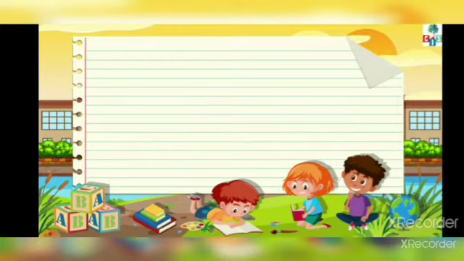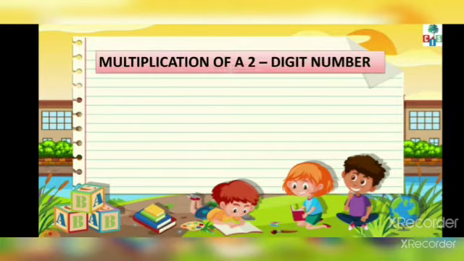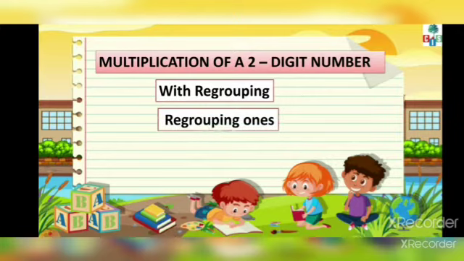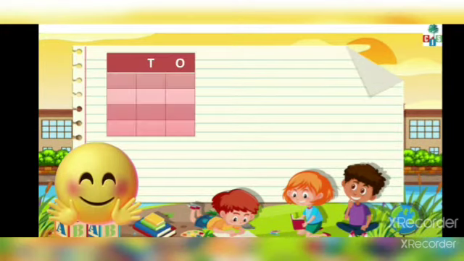Today our topic is multiplication of a two-digit number. In the last session we have done without regrouping. Today we will do with regrouping. But we will start with regrouping once. So let's start now. So here is the question. 45 multiplied by 2. This means 2 times 5 ones and 2 times 4 tens, right?